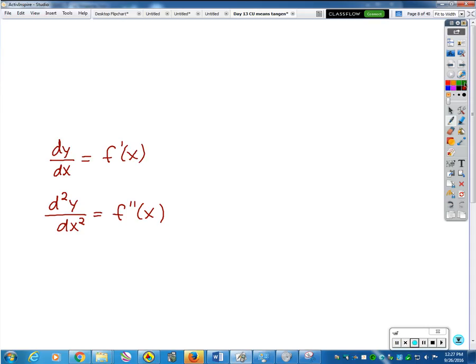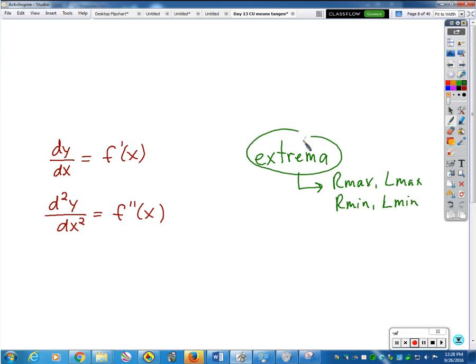Another bit of just kind of notation. In some of the problems tonight, they refer to extrema. Extrema just means relative max, local max, relative min, or local min. So the word extrema is just generic for any of these.